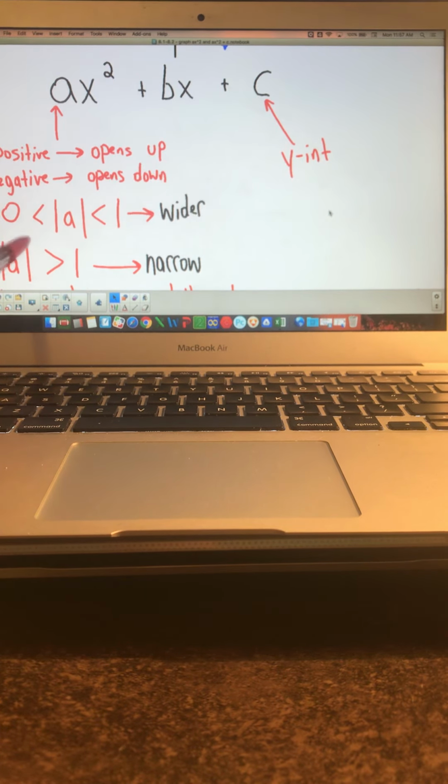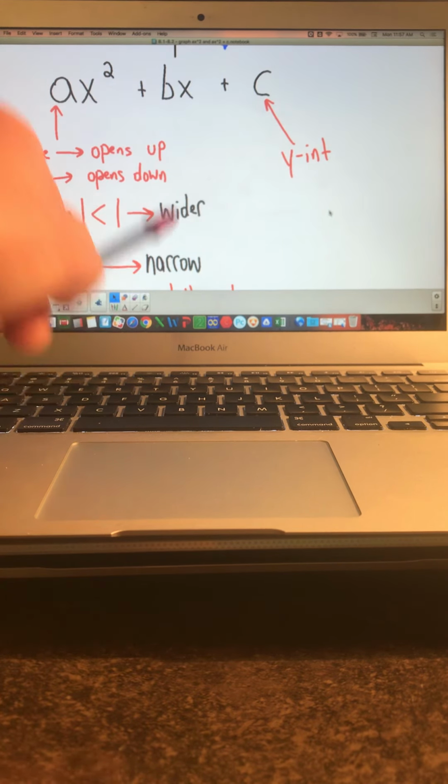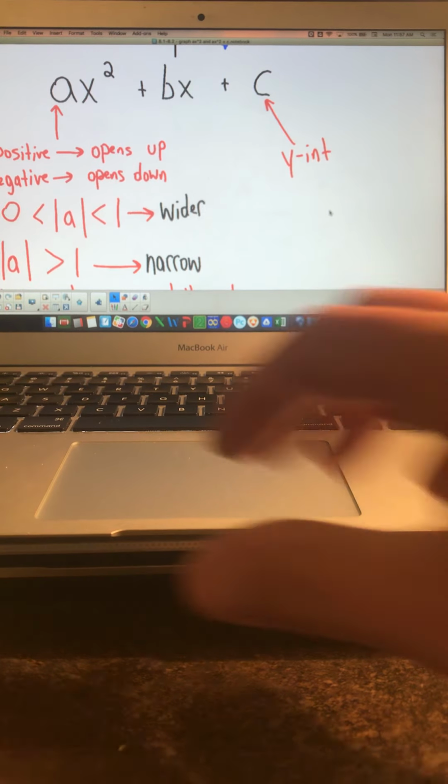This is the absolute value of a is greater than 1, meaning that number we put in, 2, 5, 7, it made the graph narrow. All right, so the bigger the number, narrow, the smaller the fraction, wider, all right? Smaller in between 0 and 1.